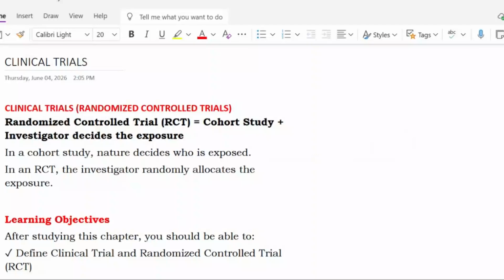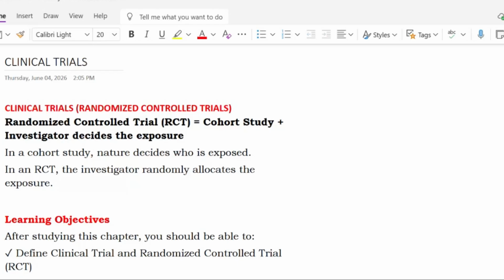Welcome all. We continue with our epidemiology module, and today in the study design, we'll discuss the clinical trials. Mainly we'll focus on the randomized control trials. So RCT is actually a type of cohort study where the investigator decides the exposure. This is the main thing here, because it is an experimental study. There is an exposure which is assigned by the investigator.